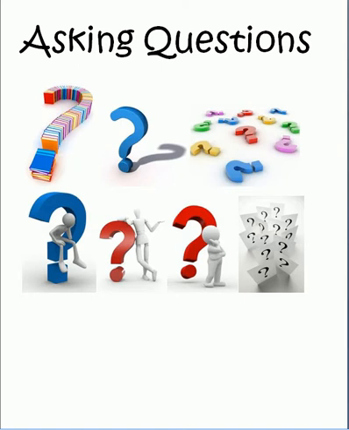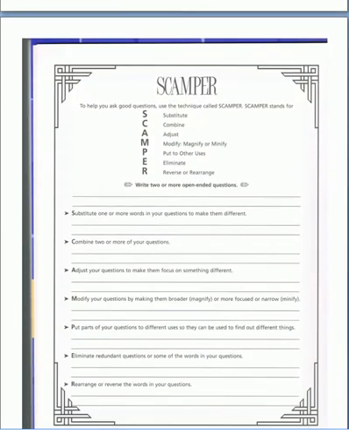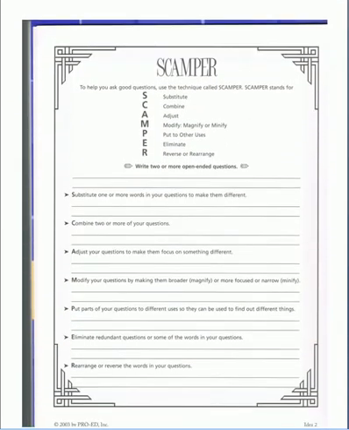Let's go ahead and begin. As you may know, asking questions can be very difficult, and so I want to give you a strategy that helps me to ask better questions. The strategy that I'm giving you is called SCAMPER. To help you ask good questions, I want you to use this technique, and SCAMPER stands for Substitute, Combine, Adjust, Modify, meaning either magnify or minify, Put to other uses, Eliminate, Reverse, or Rearrange.